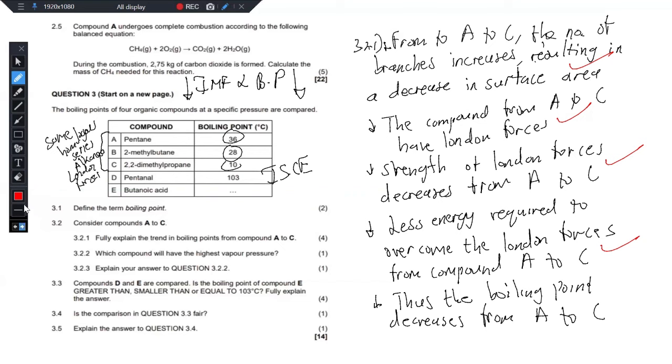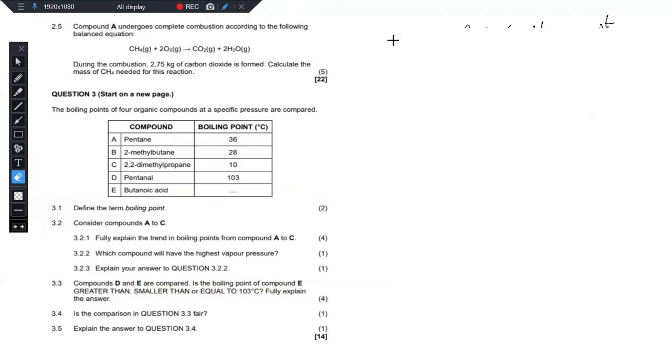Okay, now, which compound will have the highest vapor pressure? Now, the answer to that lies in the relationship between, note that here we are only given the boiling point, but now they're asking about the vapor pressure. So the answer to that lies in the relationship between boiling point and vapor pressure. We know that boiling point is inversely proportional to vapor pressure. So that means the one with the lower boiling point will have a higher vapor pressure.